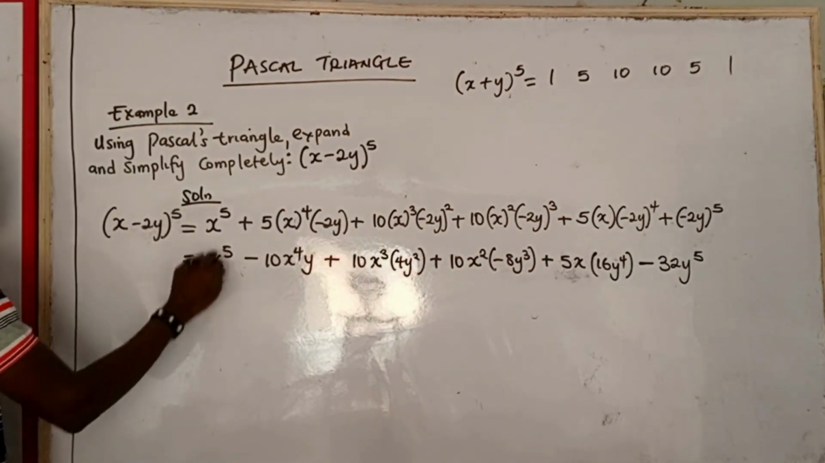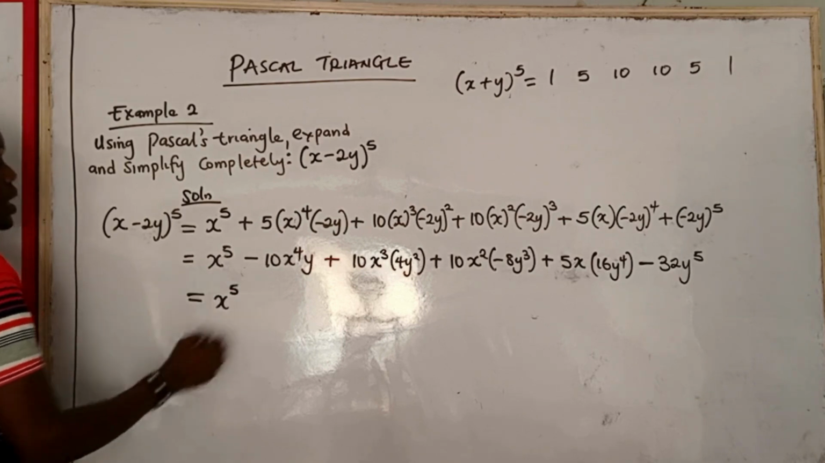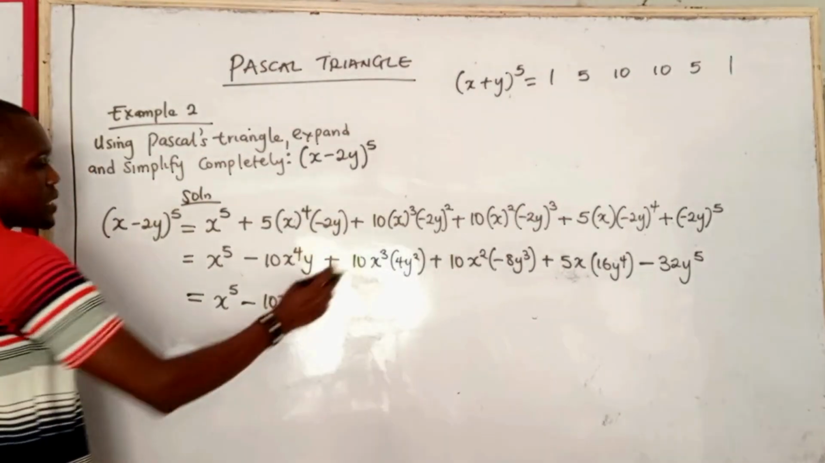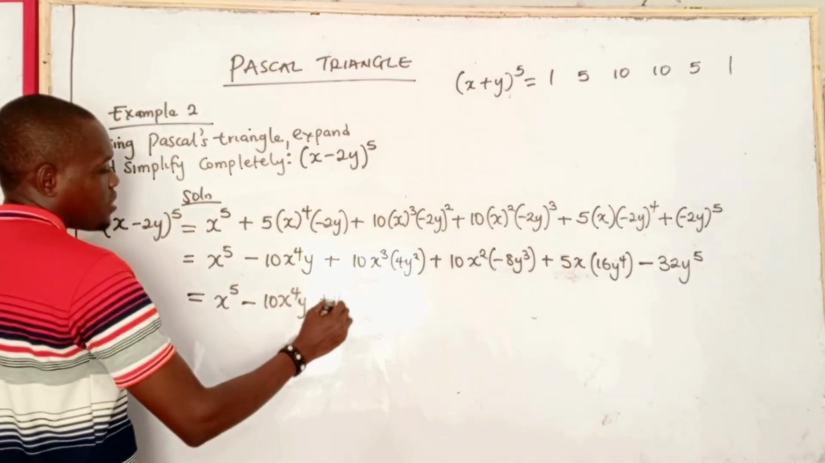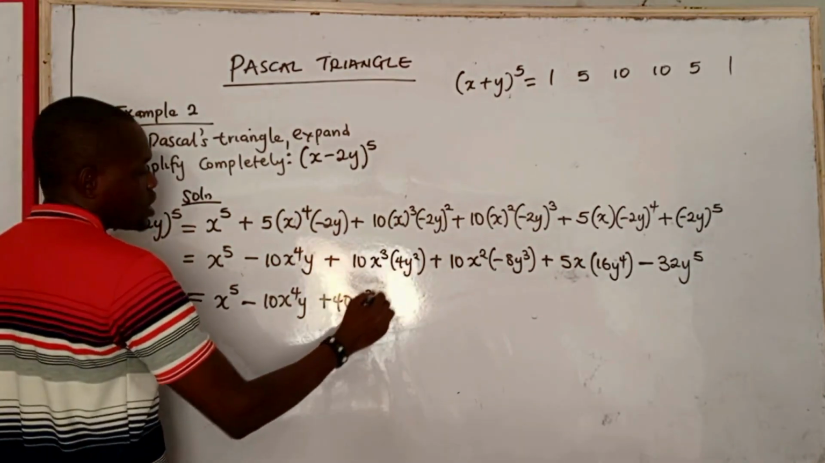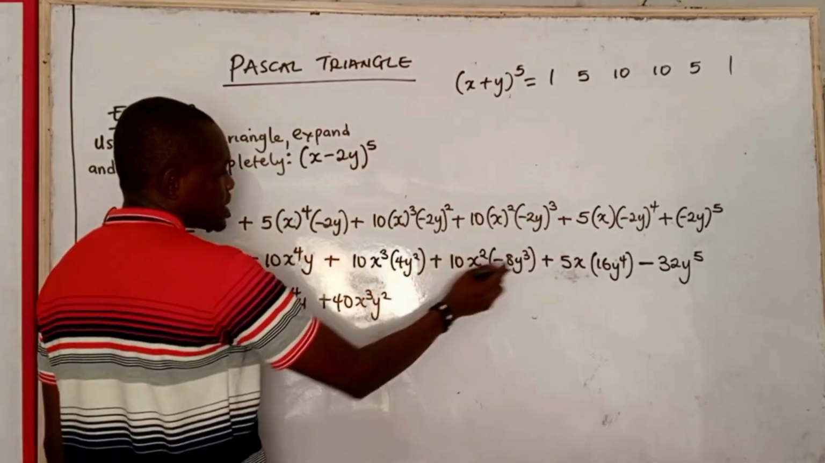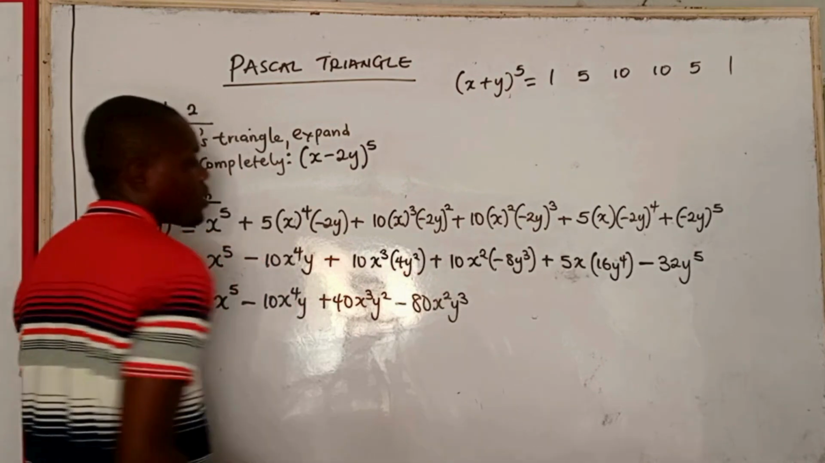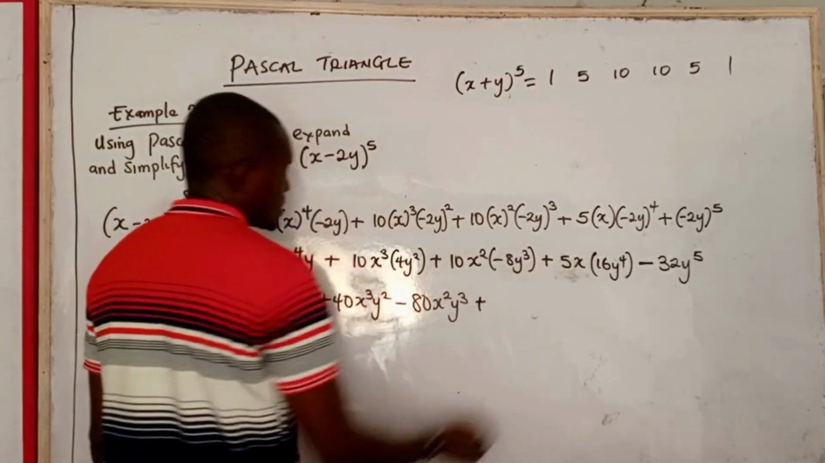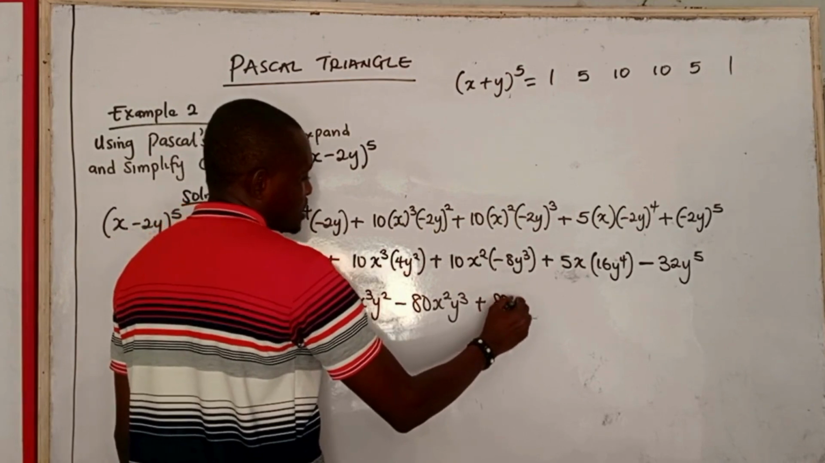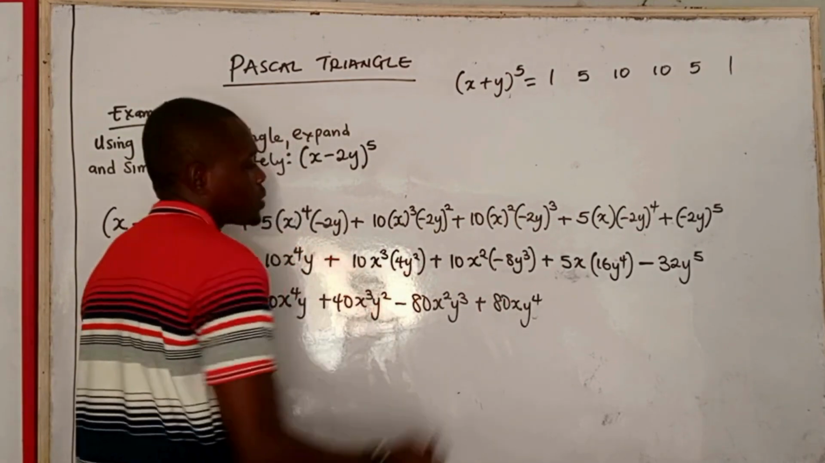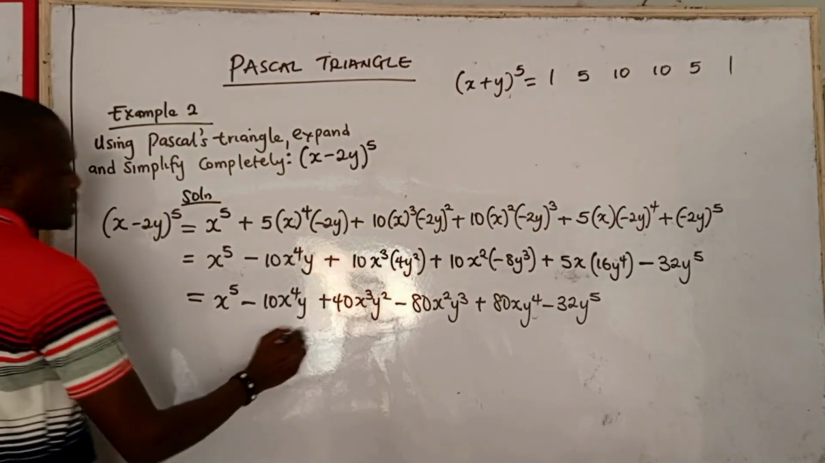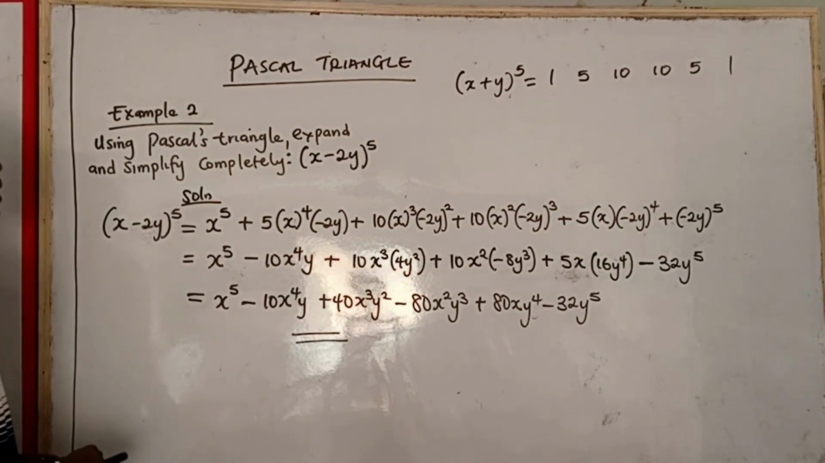So if we are to wrap up here now, we are going to have x raised to the power of 5, minus 10x raised to the power of 4 y. Then 10 times 4 will give us 40, so we have plus 40x raised to the power of 3 y raised to the power of 2. Then 10 times minus 8, we have minus 80x squared y to the power of 3. Then plus 5 times 16 is also 80, so we are going to have 80x, then y raised to the power of 4. Then minus 32y raised to the power of 5. And this is our final answer.